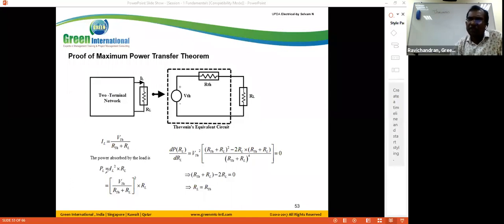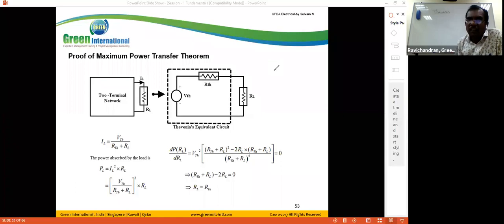So power P is equal to I square R. Substitute this formula, I is equal to V by R. Here V by R is equal to VTH by RTH plus RL, the whole square into RL. Okay, this is one part, and next part.